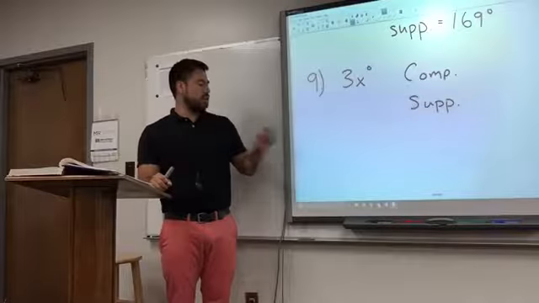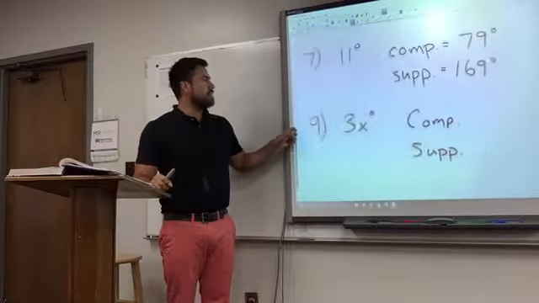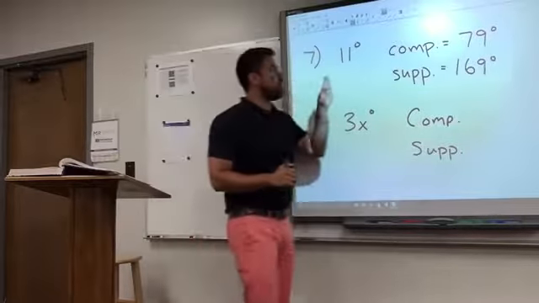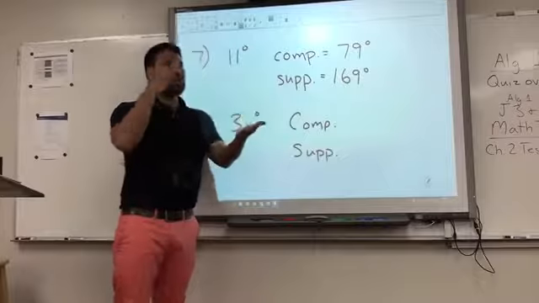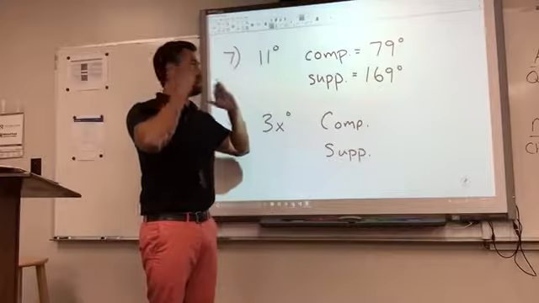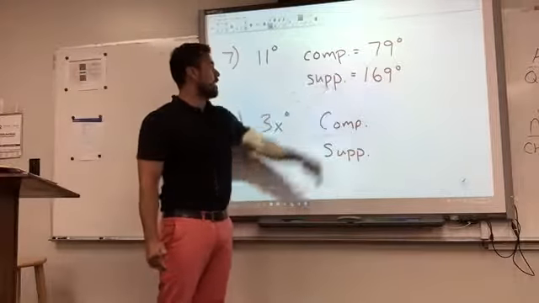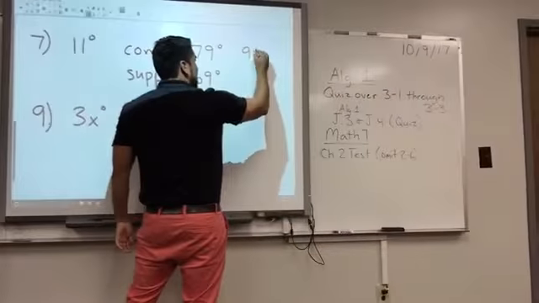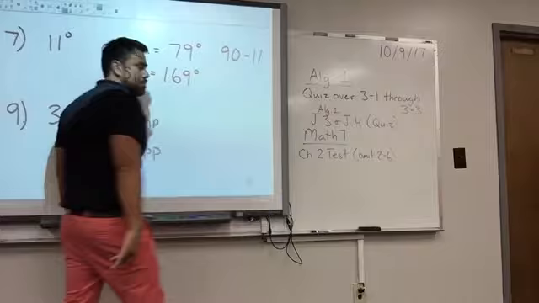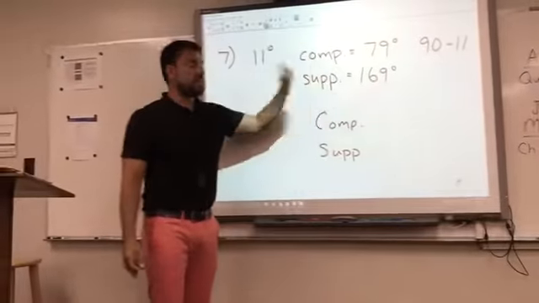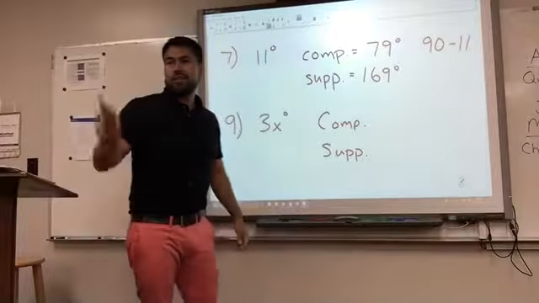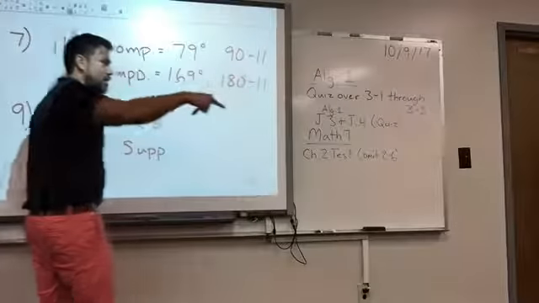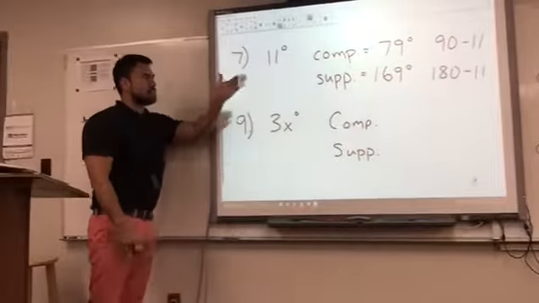Well, this is what we're going to do. We're going to do the same thing we did for number 7. You're like, wait, what? Okay, somebody tell me, and you either wrote it down or you did it in your head, you had to do this. How did you find the complement of 11 degrees? Hayes? 90 minus 11. You did 90 minus 11, didn't you? Okay, and how did you find the supplement?